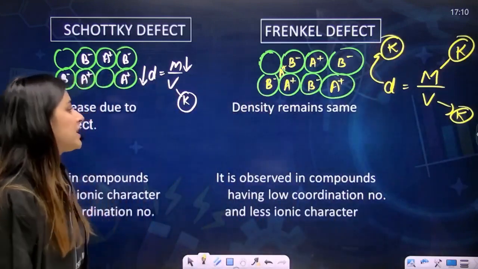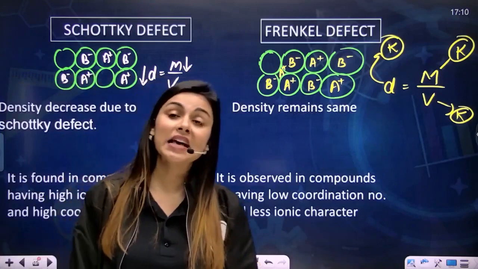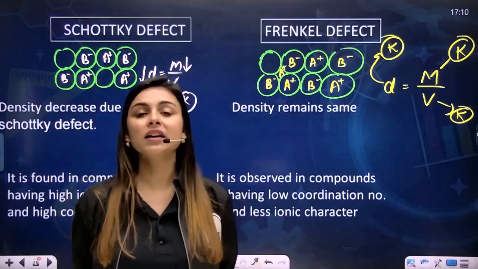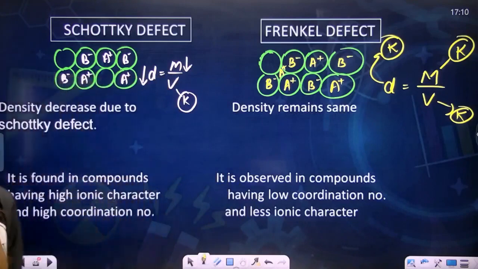So can I say that density remains the same? Yes. In Frenkel defect, my dear students, density remains the same because no ion is leaving the lattice sites. Okay, perfect. I hope you are clear with this. Please write it down and then we'll move forward.